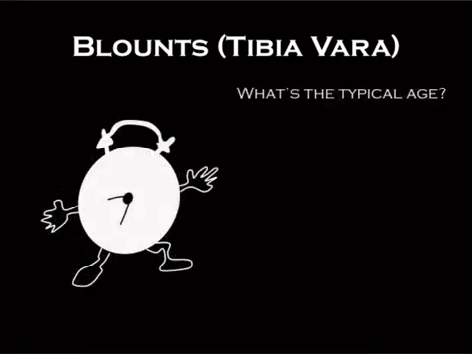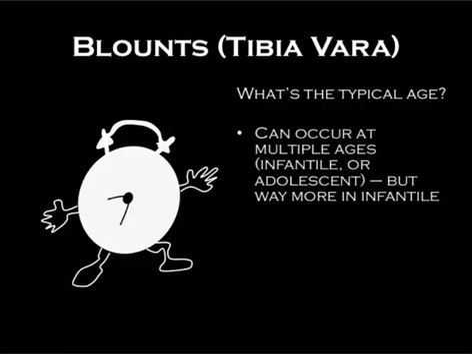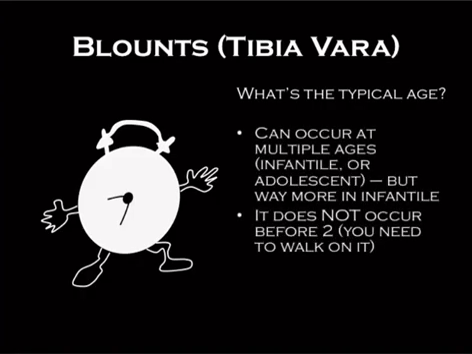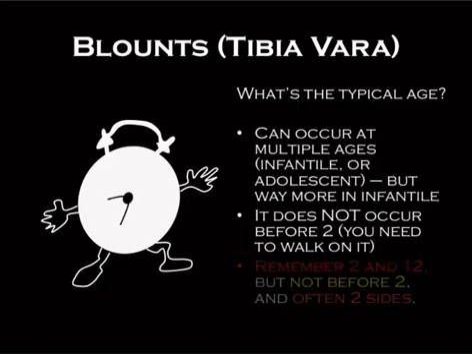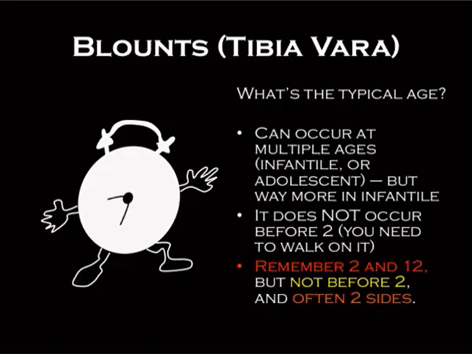It can occur at several different age groups, so there's an age that it can occur around 2 or it can occur around 12. It's much more common to occur around 2. But it does not occur before the kid starts walking. Remember, the mechanism, supposedly, is too much weight on an immature leg, so you have to actually walk on it to stress it. So it does not occur before 2 years old. So the way I remember this, 2 and 12, not before 2, and often on 2 sides, so bilateral.